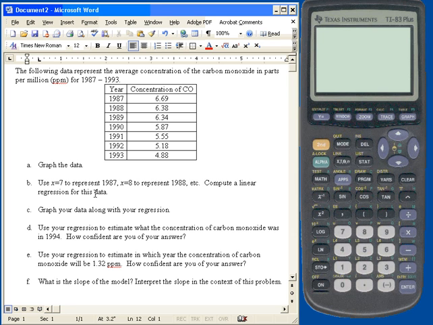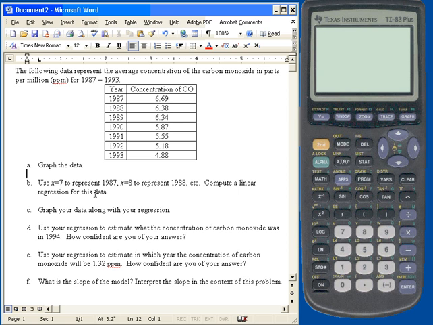The problem you see here is a very typical regression type problem. You're going to be given data. In this case, we're given years and concentration of carbon monoxide in the air. And we're going to be asked several things: graph the data, compute the regression, graph the data and the regression, use the regression to make some estimates, and then some general questions. To do all this work takes quite a bit of time.